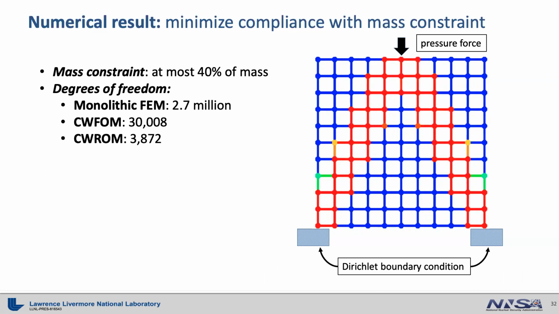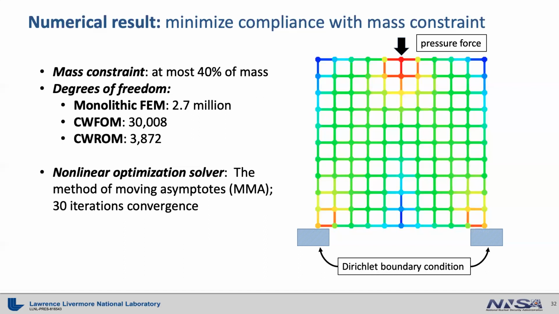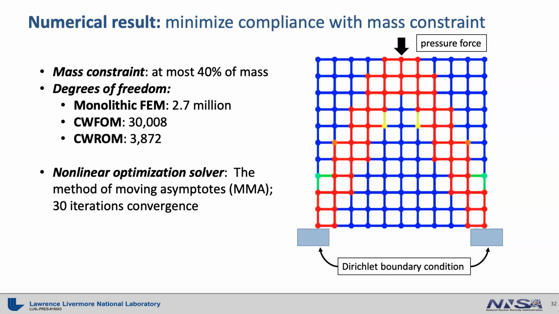So that represents the optimal lattice structure, given this pressure force and Dirichlet boundary conditions, achieving only 40% of the mass and minimizing the compliance of the structure. In other words, maximizing the stiffness of the overall lattice structure. This optimization process is done by the method of moving asymptotes, so-called MMA, which is very popular in topology optimization setting. We were able to obtain the optimal lattice structure design within only 30 MMA iterations.